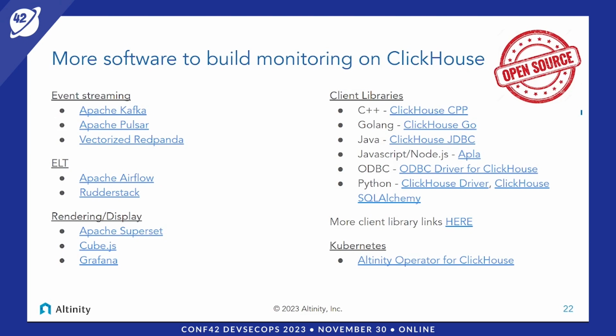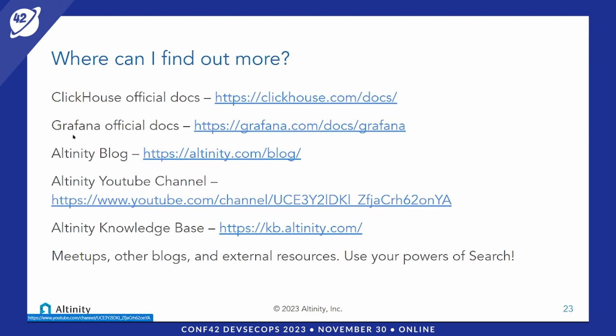This allows you to run ClickHouse very efficiently on Kubernetes, which is turning out to be a really great place to run data. But of course, you can run it on anything you want. ClickHouse runs great anywhere. You can run it on VMs, of course, use Ansible to manage it, and so forth. So where can you find out more?